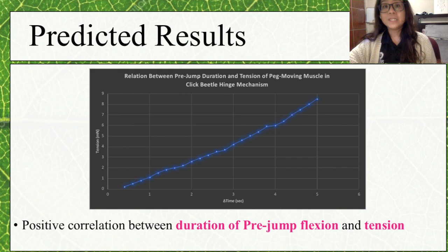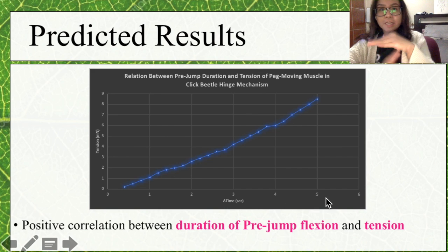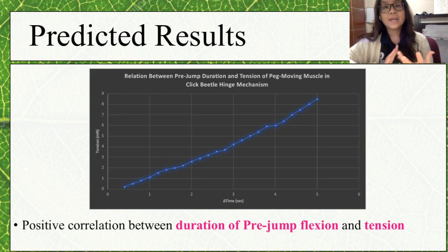So what I would expect to see based on my hypothesis is a positive correlation between the pre-jump flexion and the tension buildup of my click beetle. So here you would see that if the beetle takes a longer time to flex, meaning it takes a really slow time to build up all that elastic energy, I would expect to see a high amount of tension. And that high amount of tension would result in a higher force that would launch my beetle into the air, and hence a faster acceleration, meaning that the beetle would be able to control its takeoff speed.